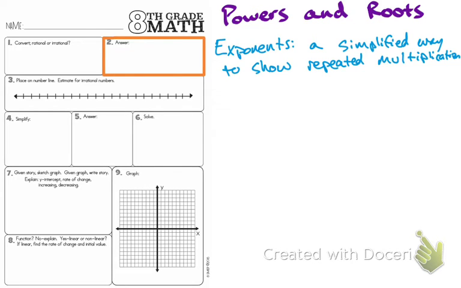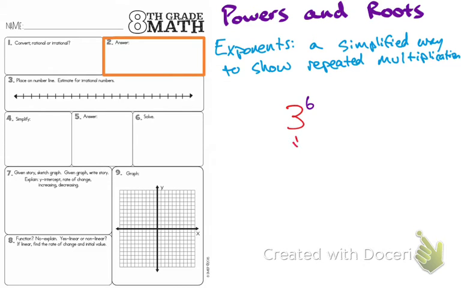Exponents are a simplified way for us to show repeated multiplication. And working with exponents is how we will understand powers. In this case, if I have a number like this, 3 and 6, with the 6 up in the top right-hand corner, make sure that does not look like 36. The 6 should be a little bit smaller and in that top right-hand corner.